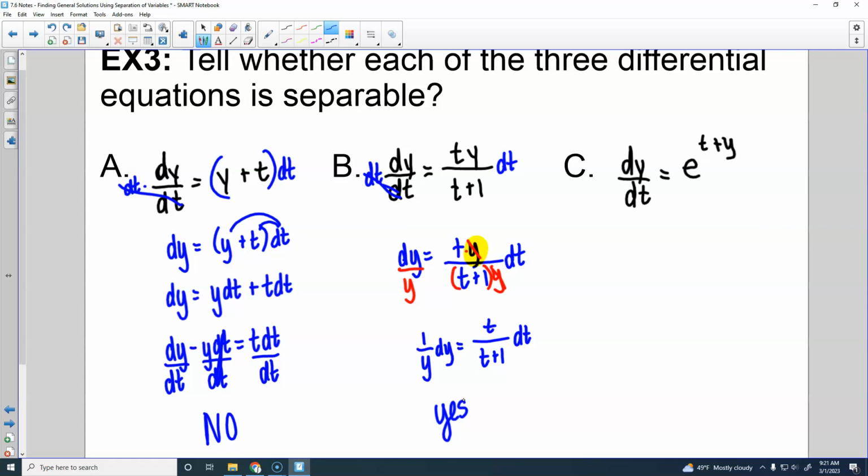All right, C. I've been using these notes for several years. The first 2 or 3 years that I taught this, I said no for C, and I was wrong. C will separate. I want you to see if you can separate them.